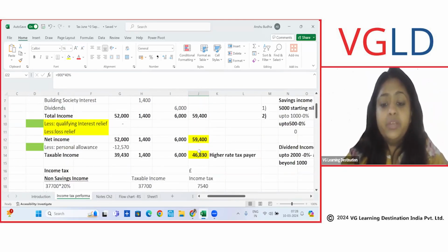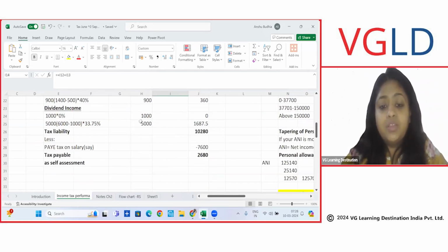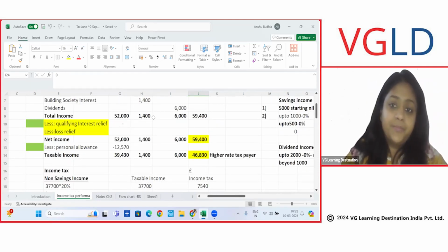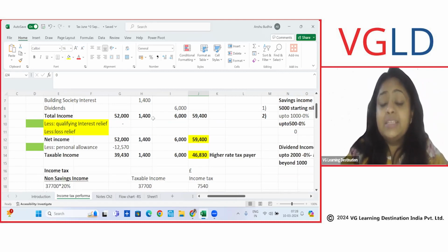So the dividend income here in our question is 6,000. Out of 6,000, 1,000 will be covered at 0%, and the remaining 5,000 will be subject to tax. Dividend tax rates are different from 20, 40, 45. Only for dividend income, we don't apply these tax rates. You don't need to learn them. It will be given to you in the exam.